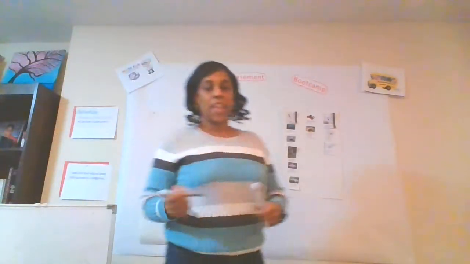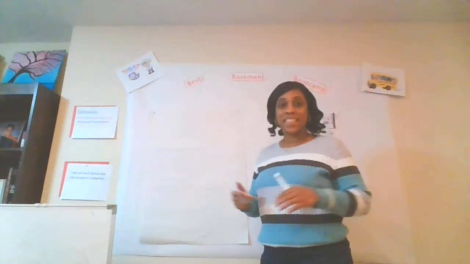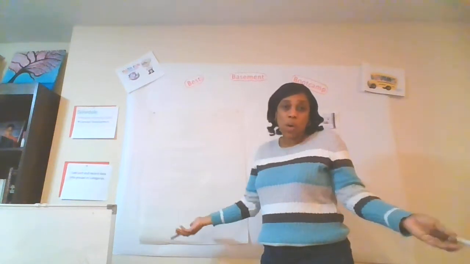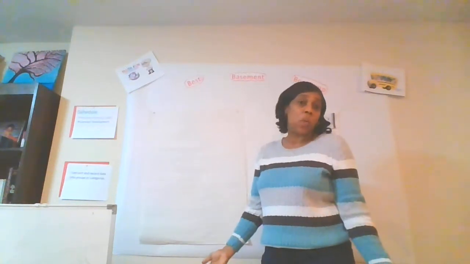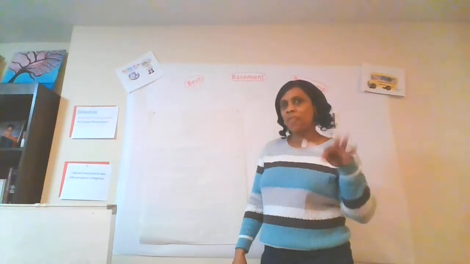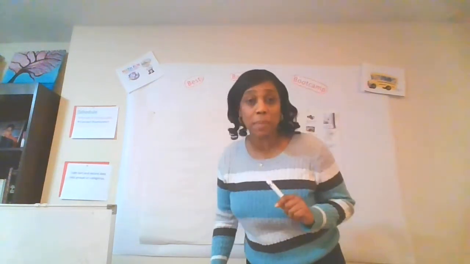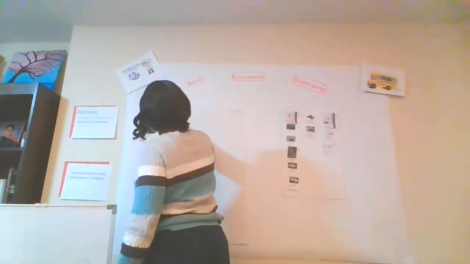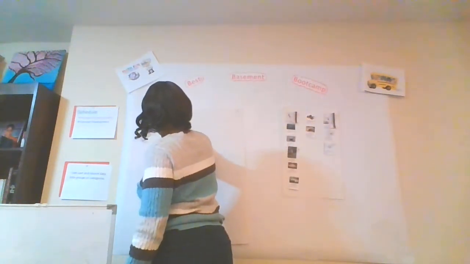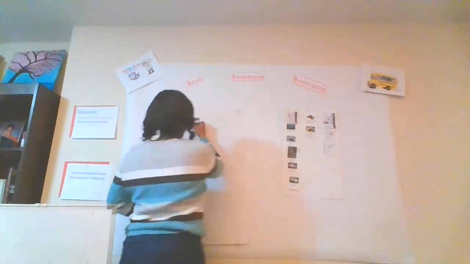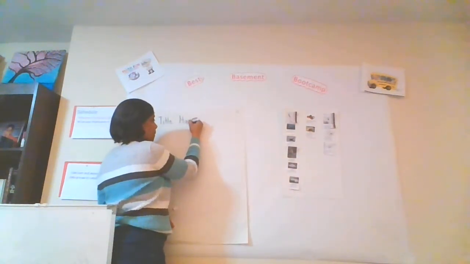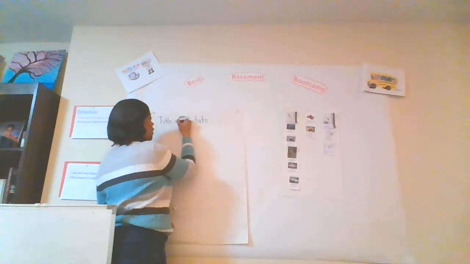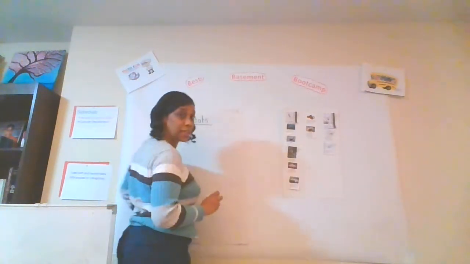Well, if you know anything about tables, tables have to have a title because we have to know how we are grouping them. We're grouping them by where they live. And where they live, I have a big old college word for that, and you know I love my college words. It's called a habitat. So, our title is habitats.